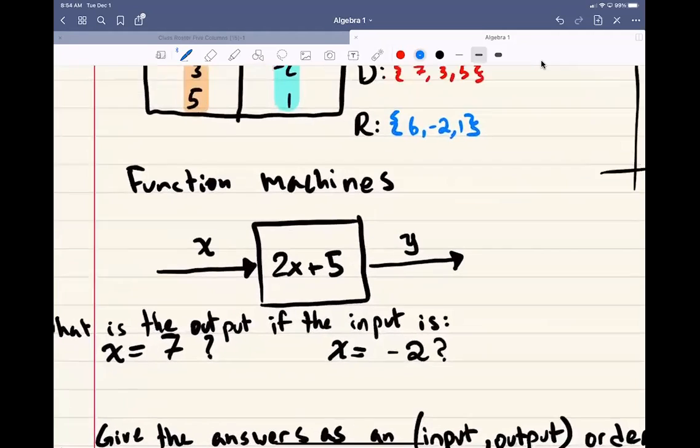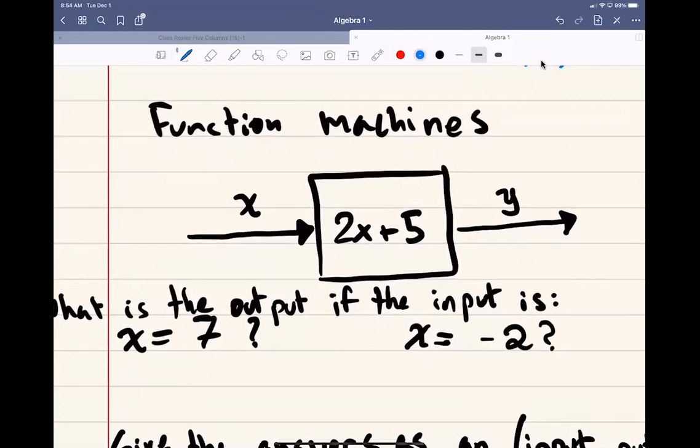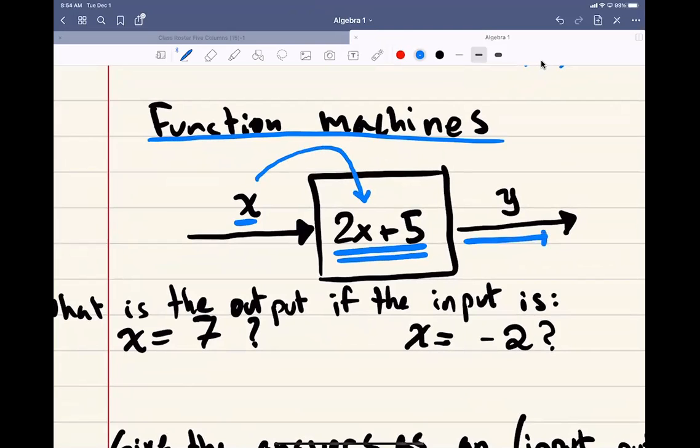Now in math, we have something crazy that we like to call function machines. What's a machine? So this here is our function, 2x plus 5. If you think about it like a vending machine, this 2x plus 5 is a vending machine, and so if you put in a quarter, in this case a value for x, then it's going to give you a y value in return.